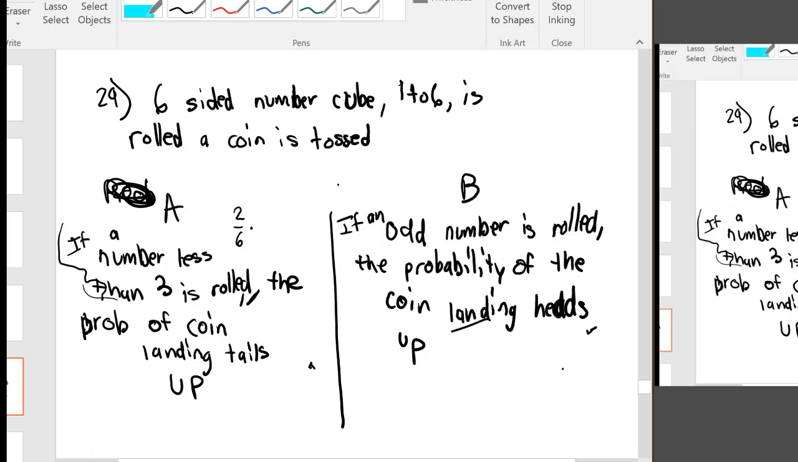Well, what's the probability of a coin landing tails up? 1/2. So they do 2/6 times 1/2. They say the odd number is 3/6. All right, and then a coin landing heads up. Well, what's the probability of that happening?